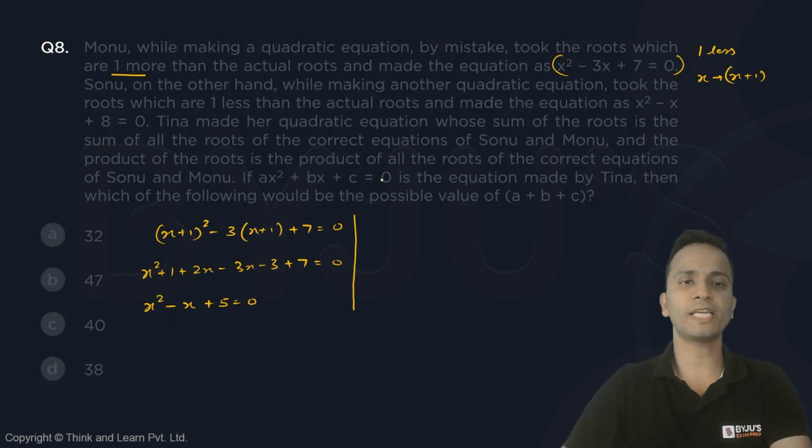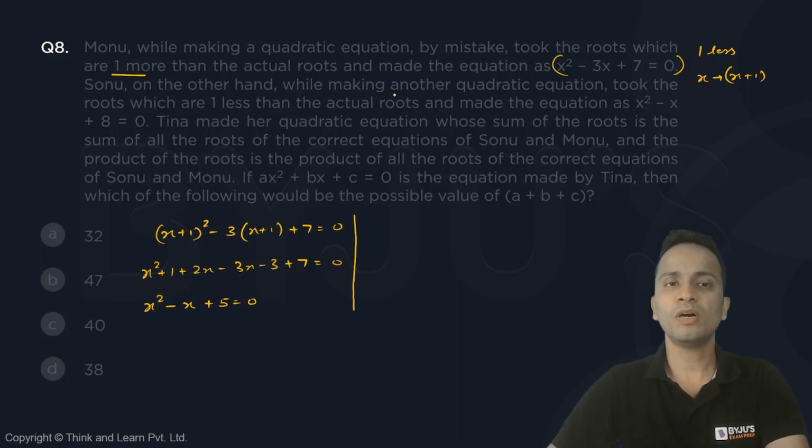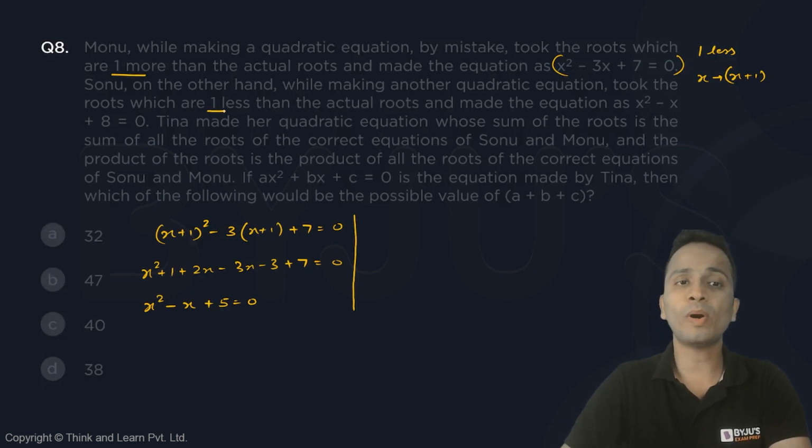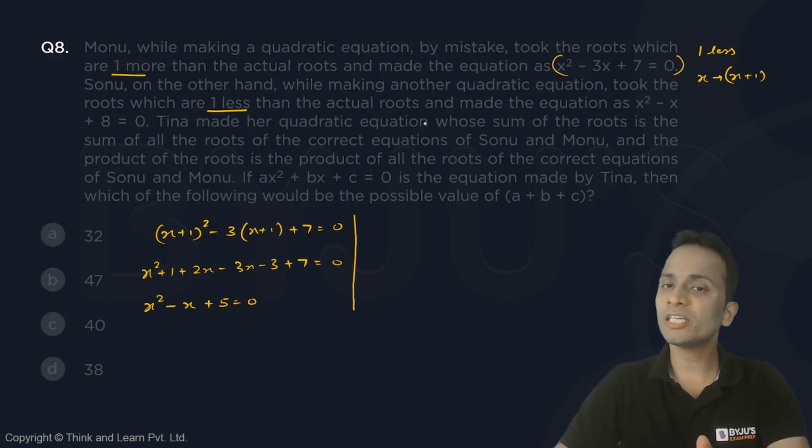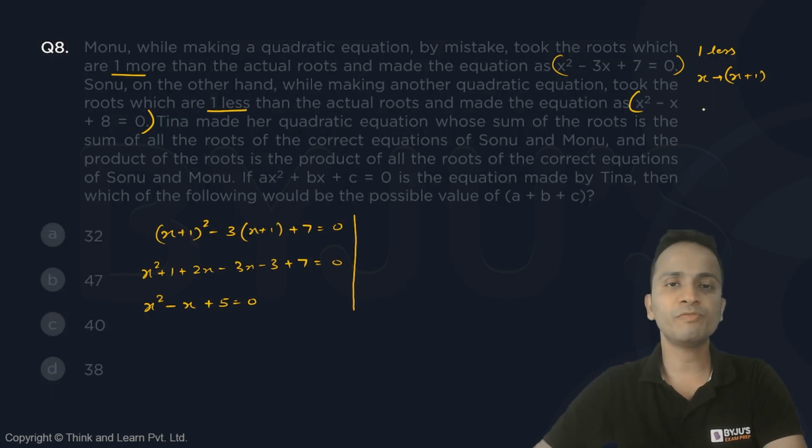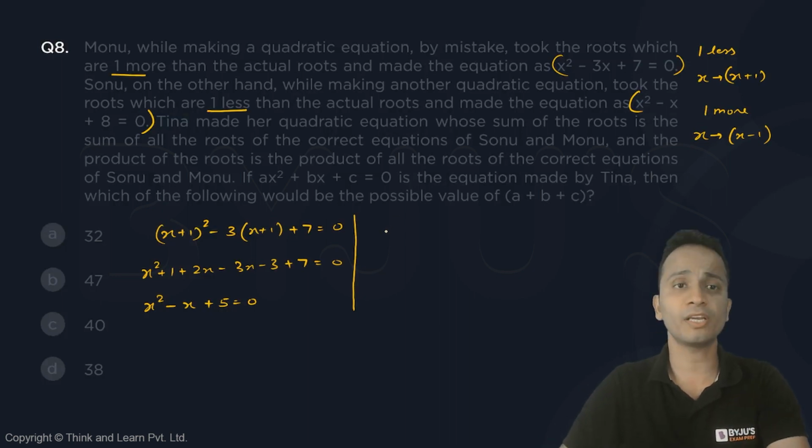Now let's talk about the second person. Sonu, on the other hand, while making another quadratic equation, took the roots which are one less. So he has taken the roots which are one less and given this equation. So the correct equation will be formed if the roots are one more. In this scenario, we'll substitute x minus 1 instead of x.